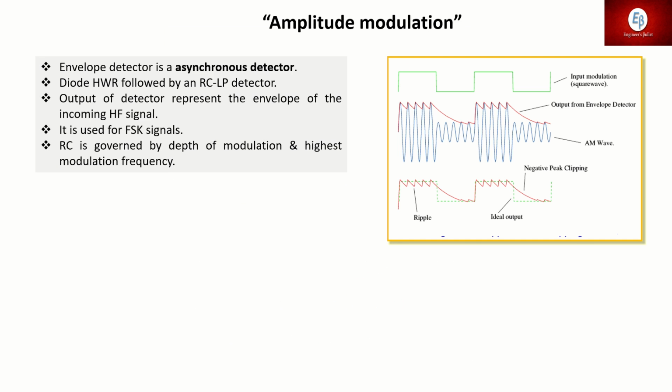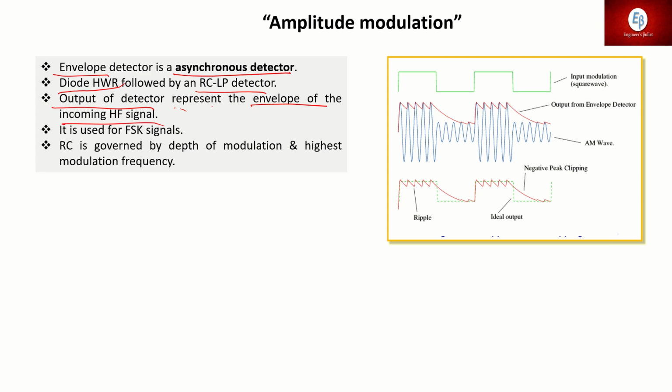Now if we discuss the case of amplitude modulation detection by using envelope detection, then the envelope detector is an asynchronous detector. So this is the asked question: which type of detector is the envelope detector? Asynchronous detector. Next, in this case we use a diode half wave rectifier, which is followed by an RC low pass filter. As it is an RC low pass filter, it comprises the envelope detector.